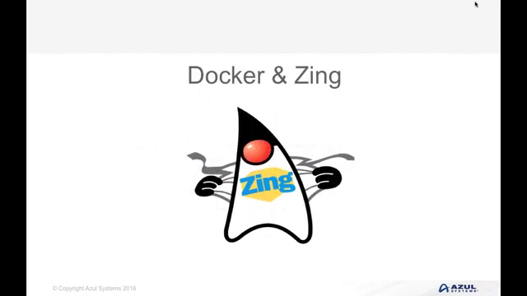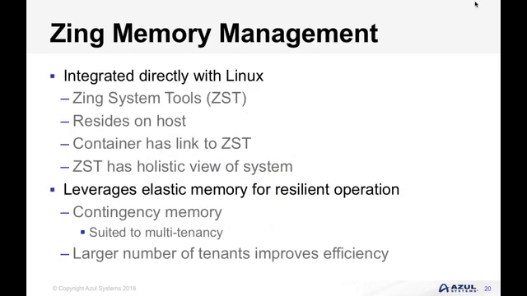Right, so let's talk about Docker and Zing and what we can do in terms of solving some of these issues and addressing some of the needs of Java running as microservices. The first thing is that Zing has a different way of doing memory management. We integrate our memory management directly with Linux. So we have a thing called ZST, which is the Zing System Tools. That resides on the host and also has an implementation that we put into the container. So if we're running microservices, there's one part that goes on the host operating system, and there's also one part that needs to be installed in the container.